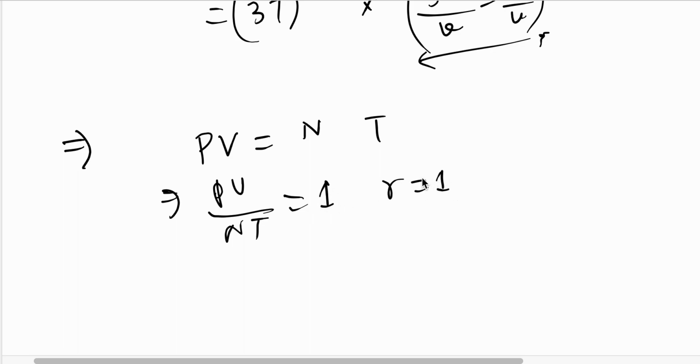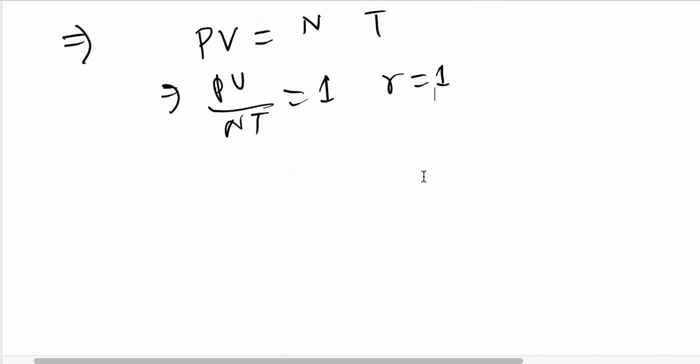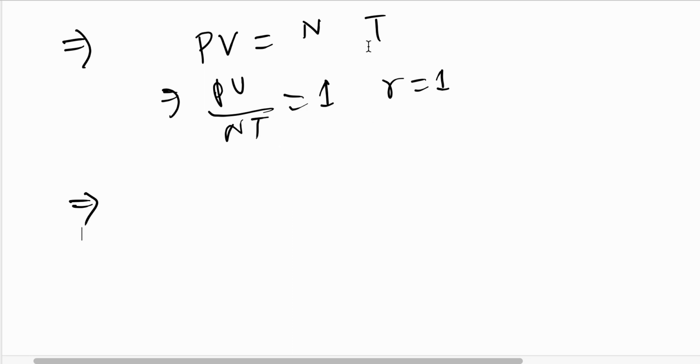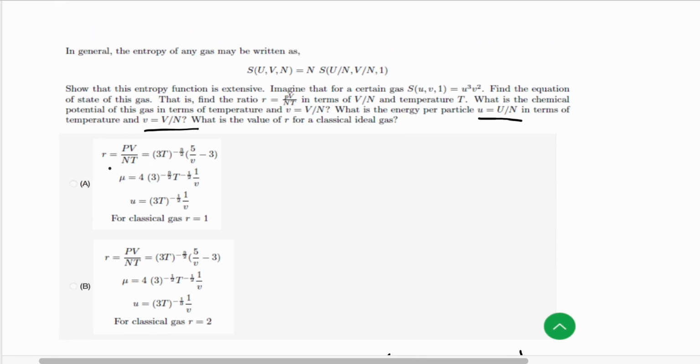So let us check from another relation, that is called the Sackur-Tetrode form of the entropy. So let me check what the form is. I get the form. So we are basically doing nothing, but the answer is actually correct for A. Yes, A is the correct answer.